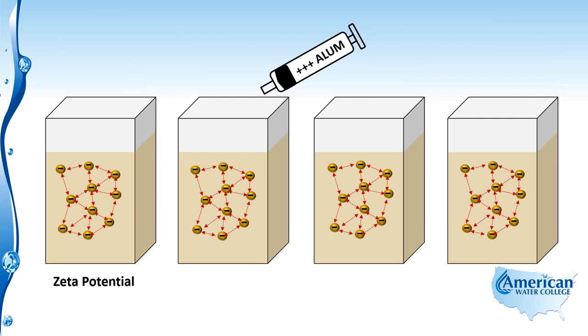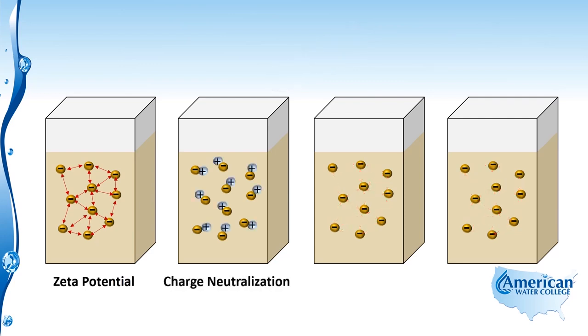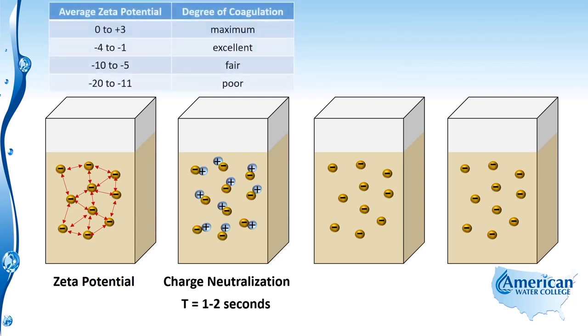So when we add the alum to one of these jars, we see that positive ions from the alum react with the negatively charged colloids, and that effectively neutralizes the charge. So we call that step charge neutralization. Now that takes 1 to 2 seconds to occur. So once we rapidly mix the coagulant in the solution, within 1 to 2 seconds we've achieved charge neutralization.